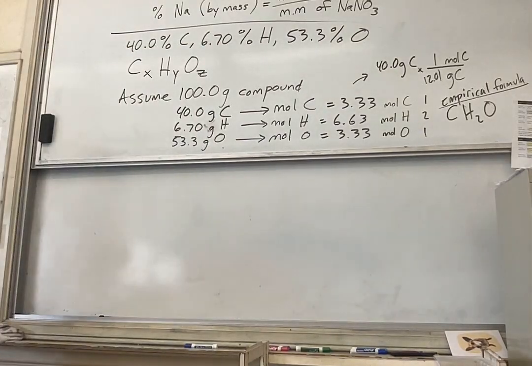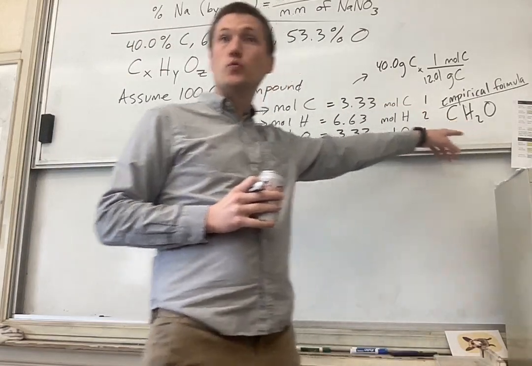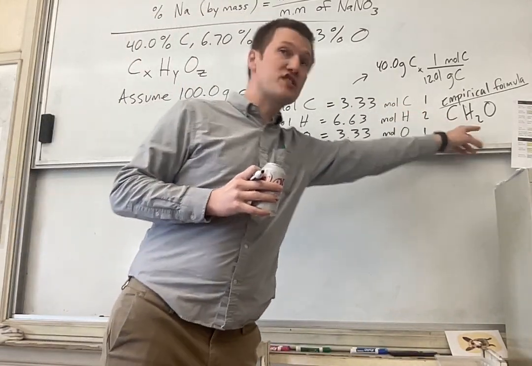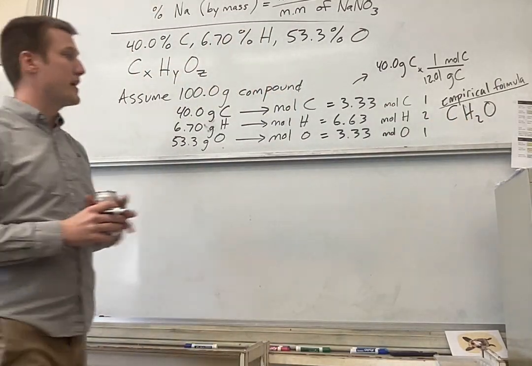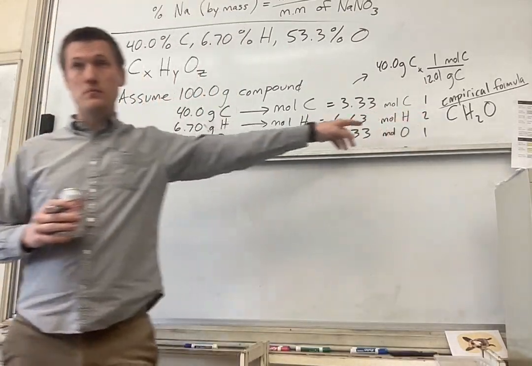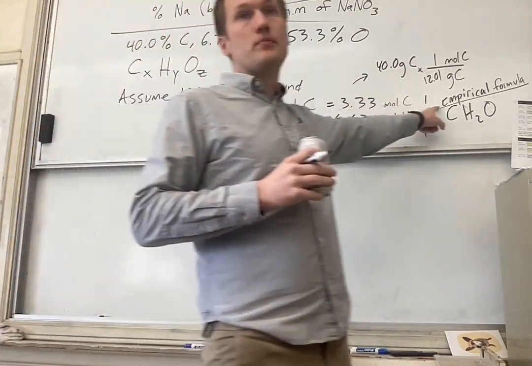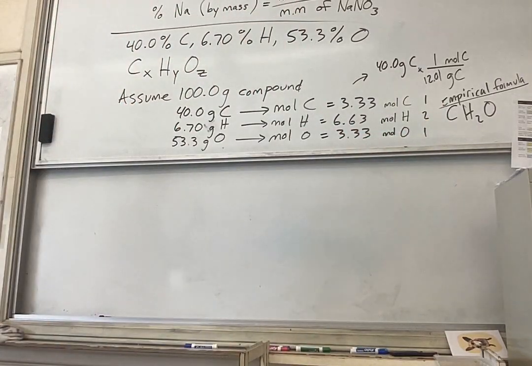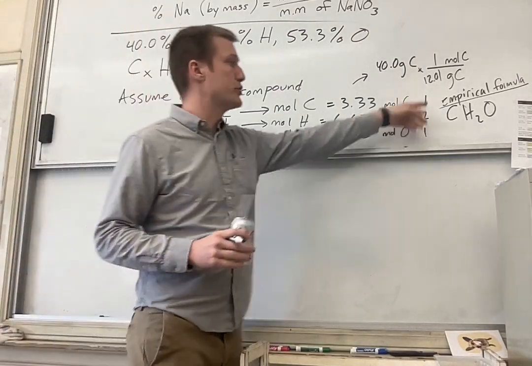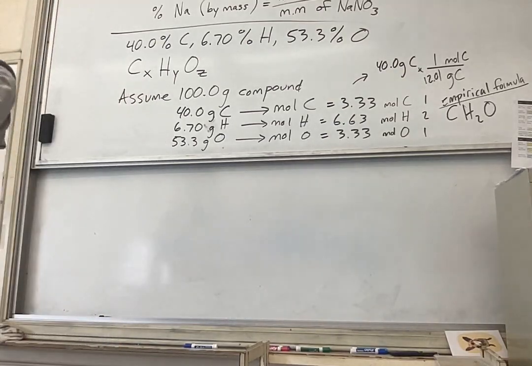That might not be the actual formula of the compound, though. Because it could be C2H4O2 or C3H6O3, and that would give you the same ratio. To find out what the actual formula is, they have to tell you what the molar mass is of the whole formula of the compound. If they don't, then they're only going to ask you what the empirical formula is. You can't know the actual molecular formula unless they tell you the molar mass. And then it will be just some multiple of the molar mass of this, and you can figure that out.